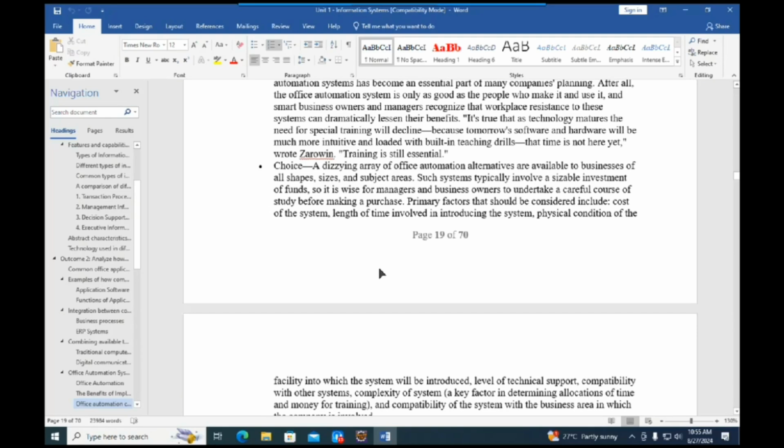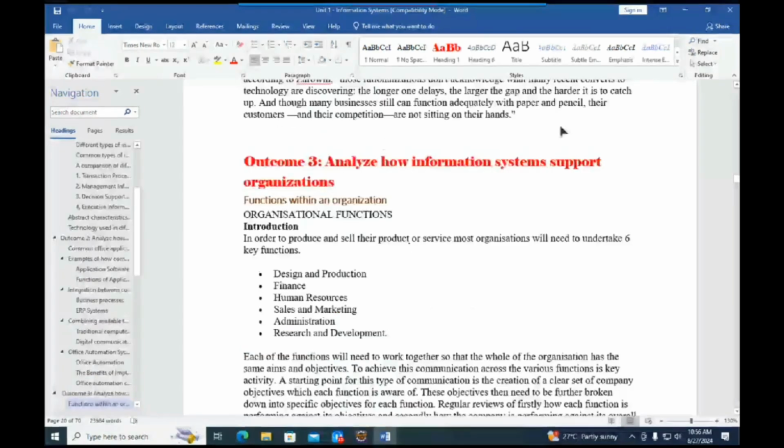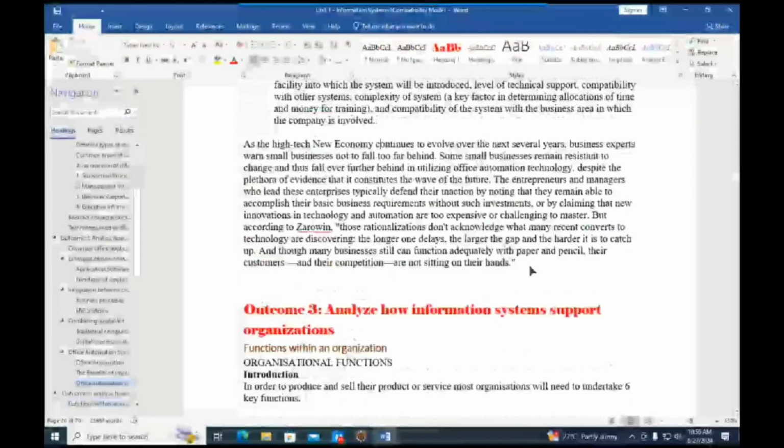Then the choice of the office automation also matters in terms of shapes, in terms of sizes, and in terms of the subject areas. So you need to really make sure you are choosing an option that is going to be affordable for your organization, and it is also going to solve the problem that you want to solve at that particular point.